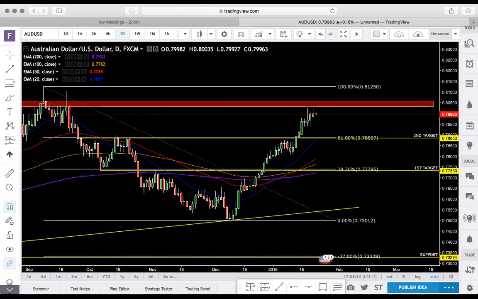All right, so the moving averages I use are the EMAs. These are the exponential moving averages. I use the 200. The 200 is purple on my charts.